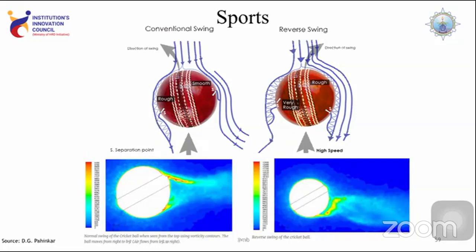And similarly, if the batsman is not so clever, the bowler can employ that technique and generate the reverse swing, and he can get out the batsman just like how Clarke got out.